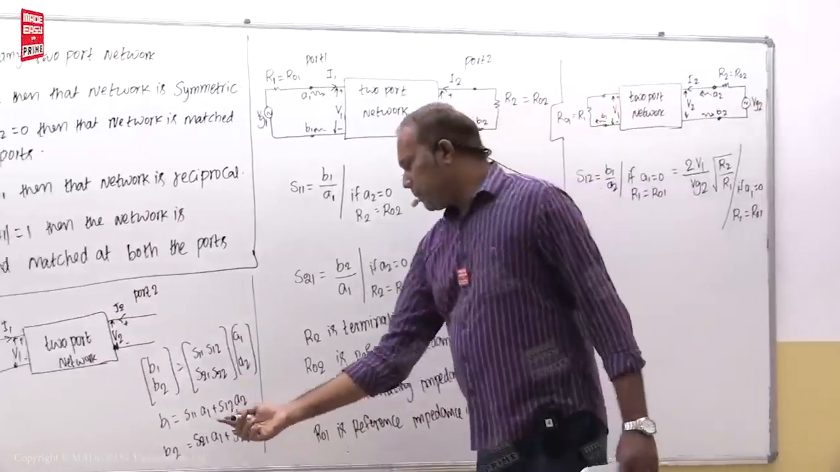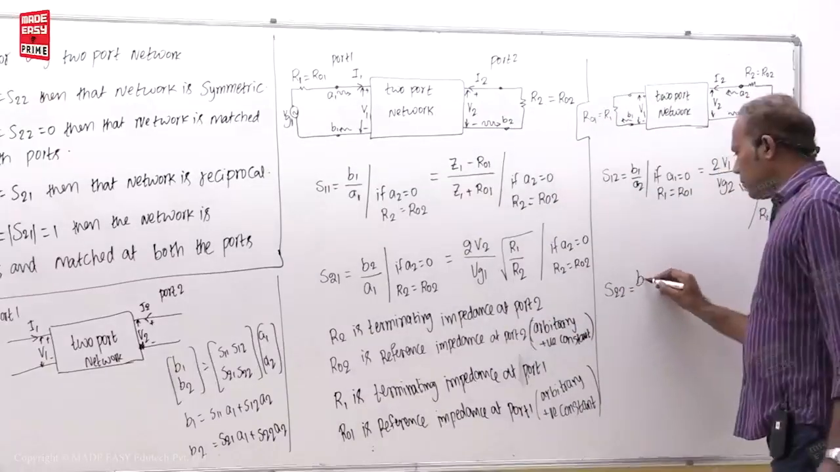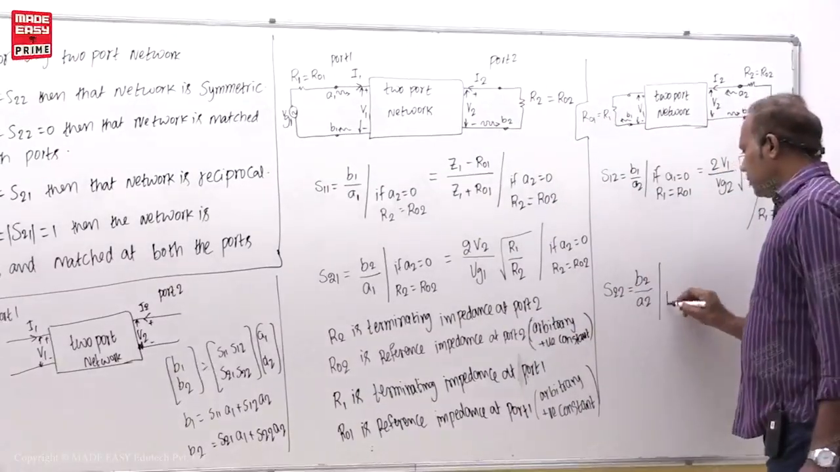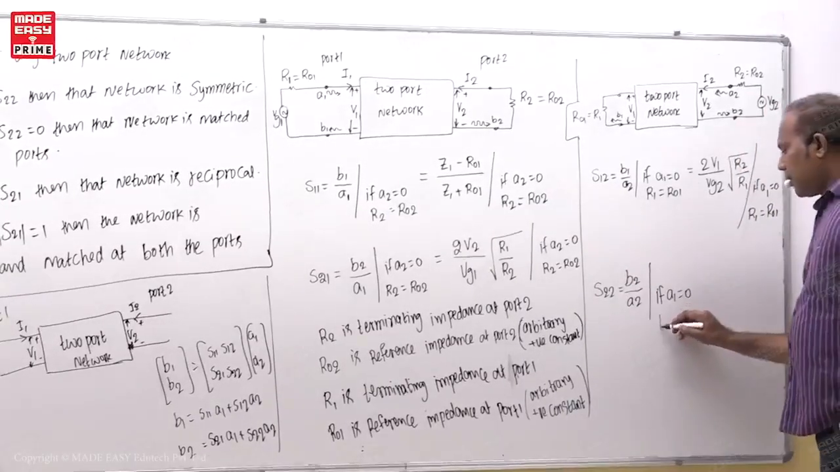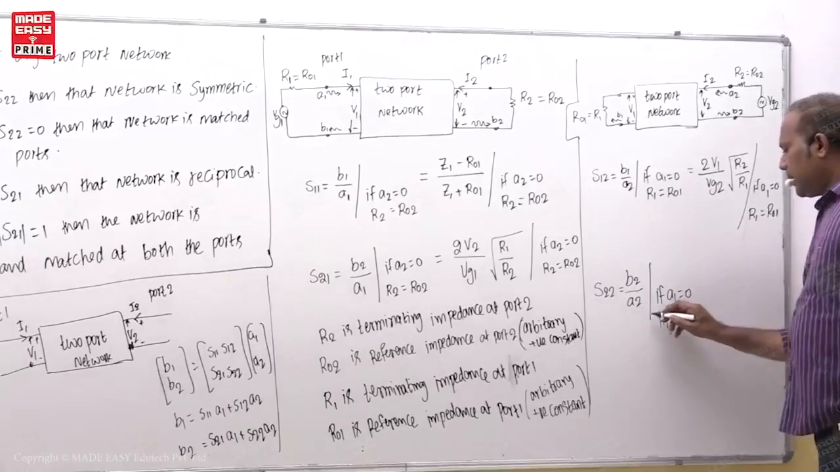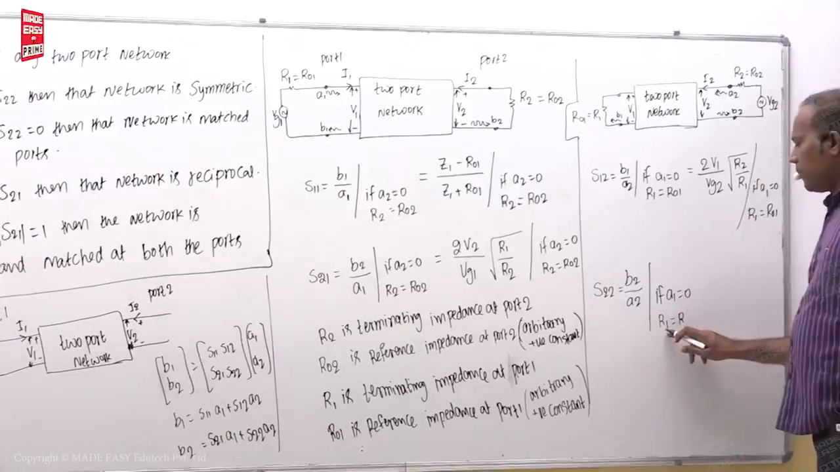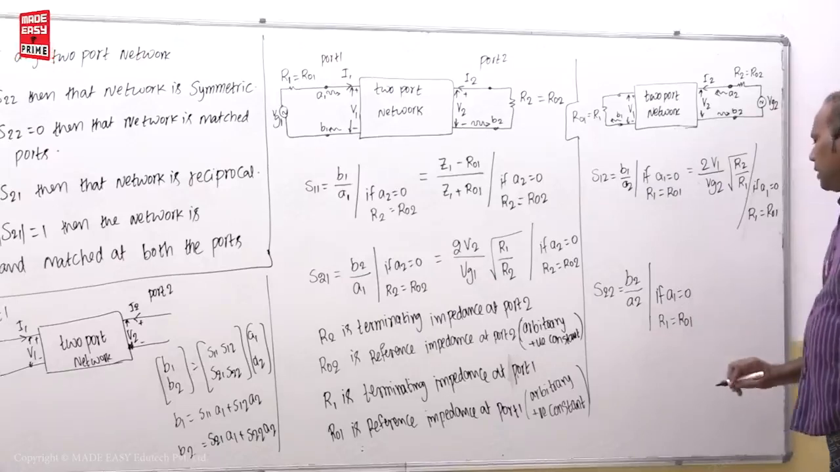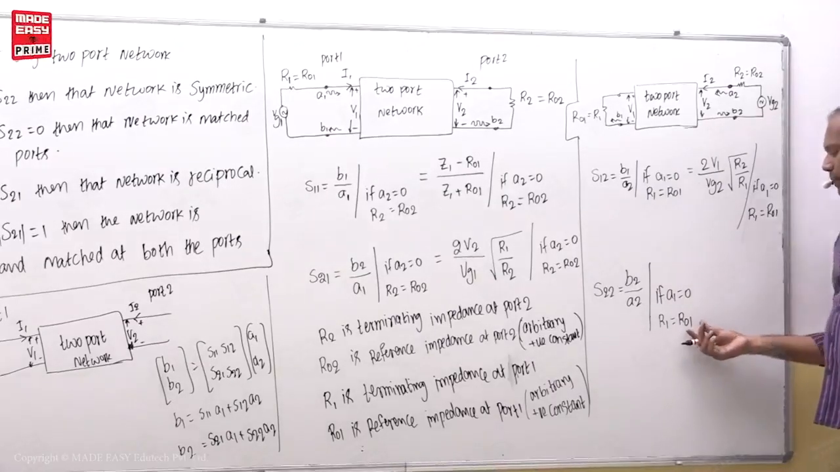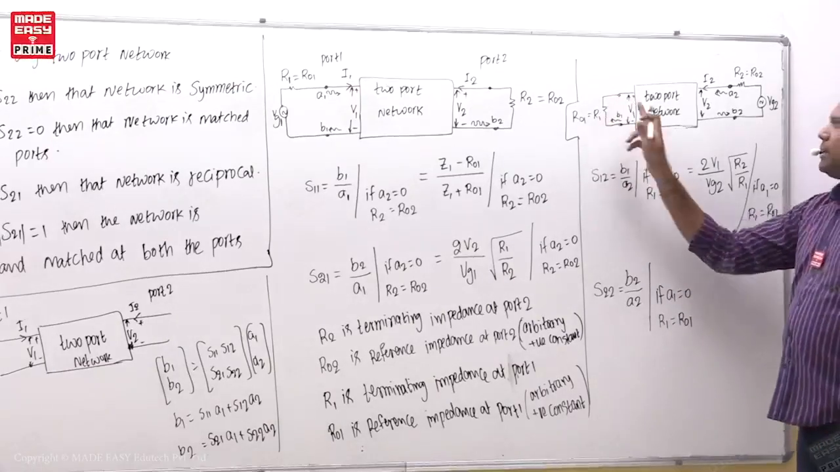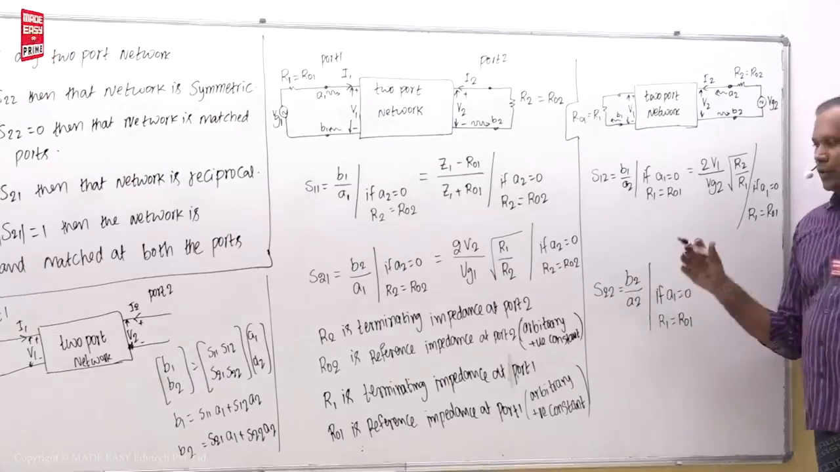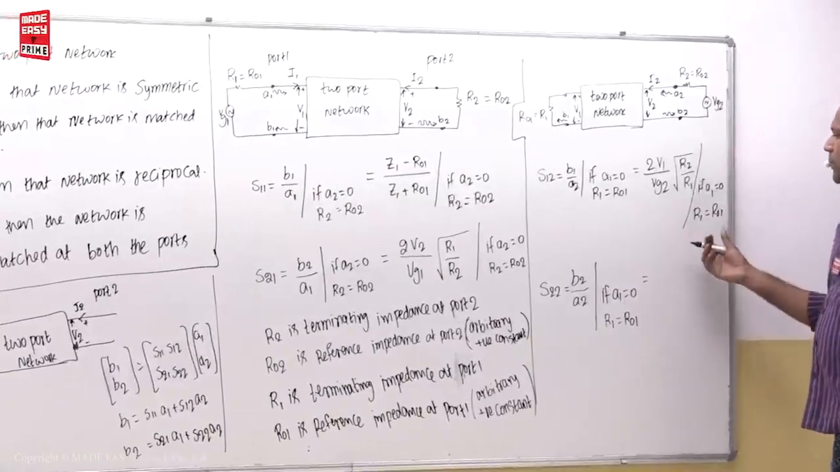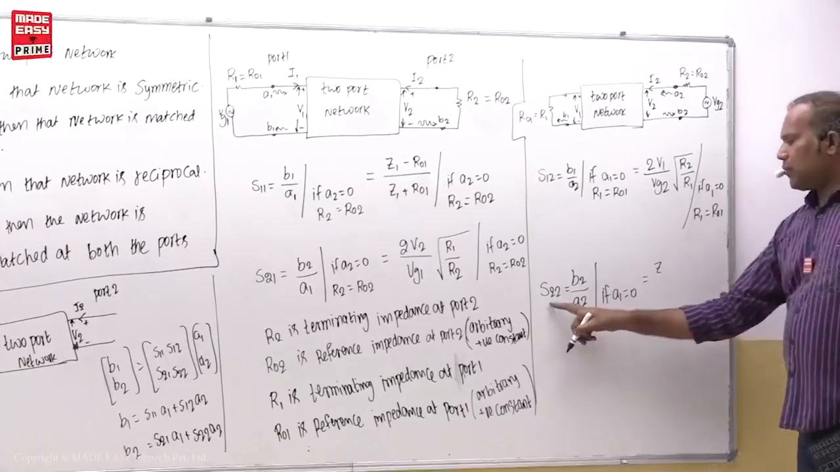Similarly, S22 is equal to B2 by A2, if A1 is equal to 0. For that you have to take the terminating impedance at port 1, that means the load impedance at port 1, equal to the reference impedance at port 1. That means you can change this resistance until you get A1 0. So that is the meaning of that. I am telling the same thing so many times so that you will be comfortable with this. So here this is the reflection coefficient at port 2.